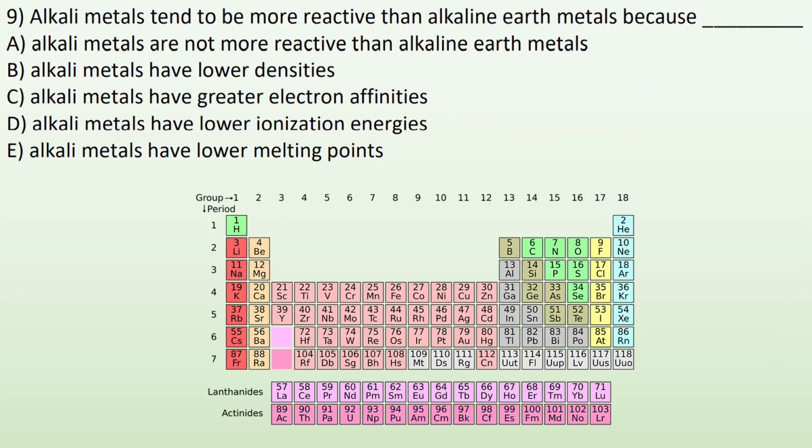9, alkali metals tend to be more reactive than alkaline earth metals because why? All right, well, if we take a look, alkali metals are not more reactive than alkaline earth metals. That's not true. Group 1, definitely more reactive than group 2. Alkali metals have lower densities. That doesn't really have anything to do with reactivity. Alkali metals have greater electron affinities. That's not true. Alkali metals have lower first ionization energies, yeah, that's why they're more reactive. It's easier to remove those electrons. And alkali metals have lower melting points. Nothing to do with reactivity.